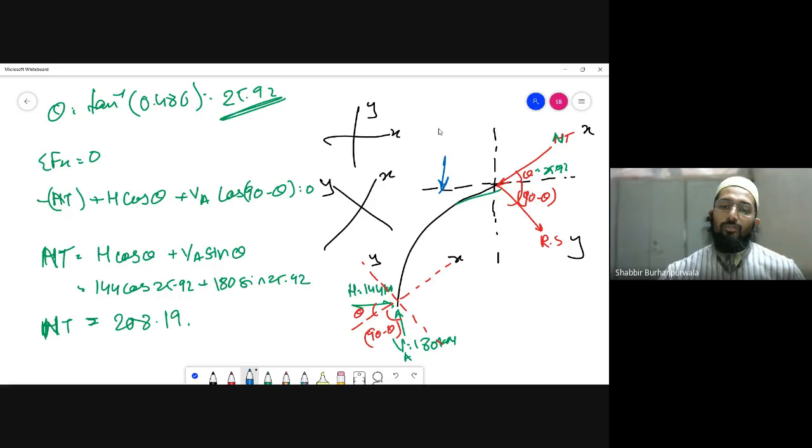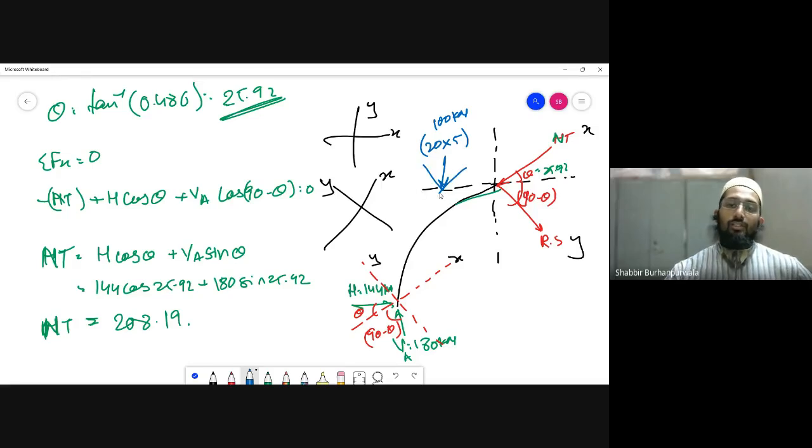This point load acting in the downward direction will have a magnitude of 20 multiplied by 5, because we are considering a distance of 5 meters. How much is 20 into 5? 100 kilonewton. So this is also one of the forces, and we have to resolve this force into our x and y directions.